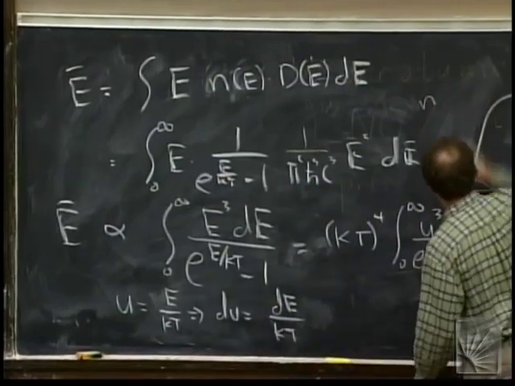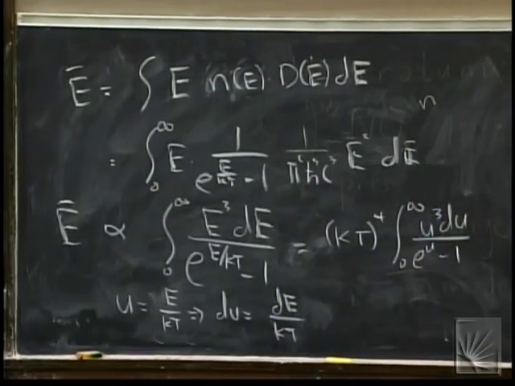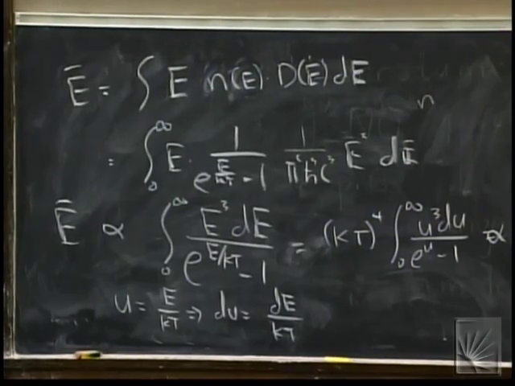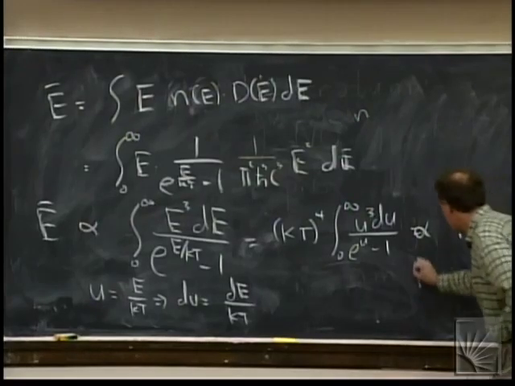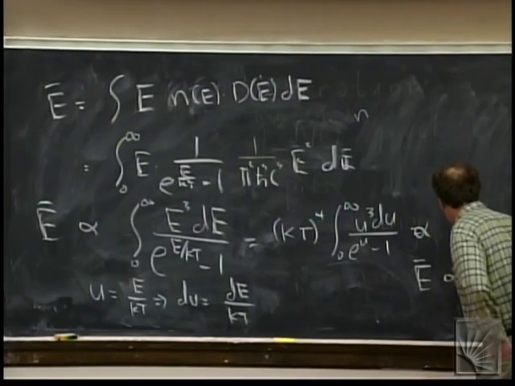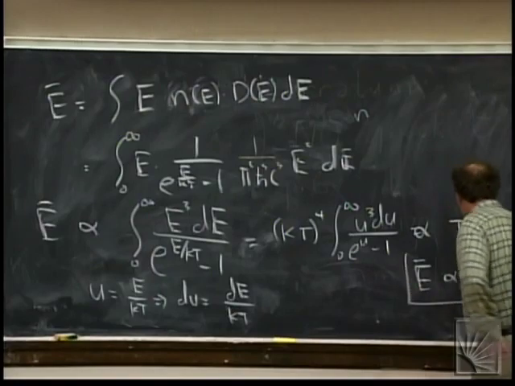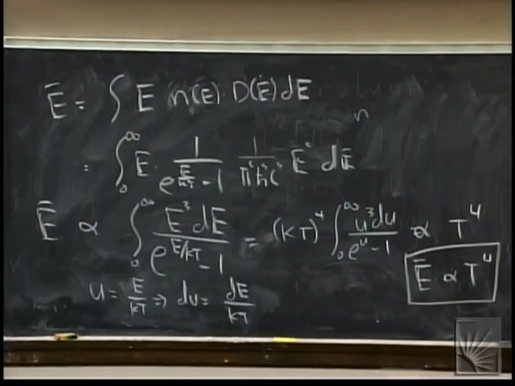And let me erase all my other stuff here so you can see that clearly. All right? This is just some number. You can look it up. I don't really much care what it is. So the point is this is proportional to T to the 4th. That's a key result. The average energy emitted by a black body goes like the 4th power of the temperature.